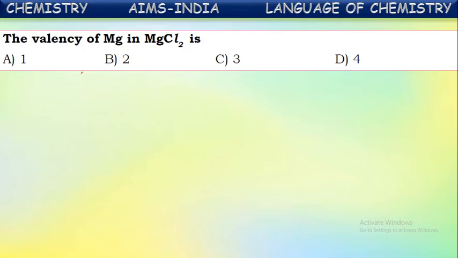What will be the valency of magnesium in magnesium chloride? We can identify it from the valency of chlorine. We know the valency of chlorine is 1. If you write the crisscross method, the 1 present here will come to chlorine, so the valency of chlorine itself is already 1. So this 2 will come as the valency of magnesium. So the valency of magnesium is 2.